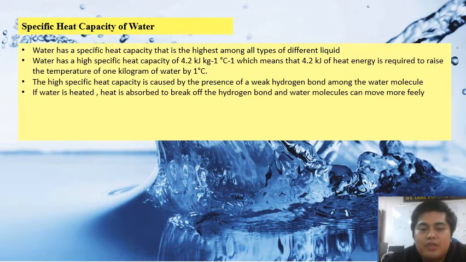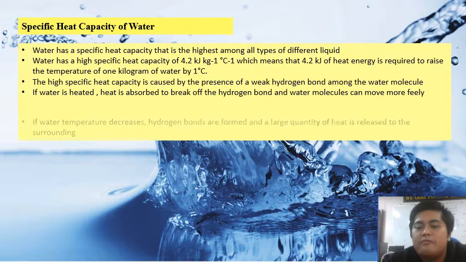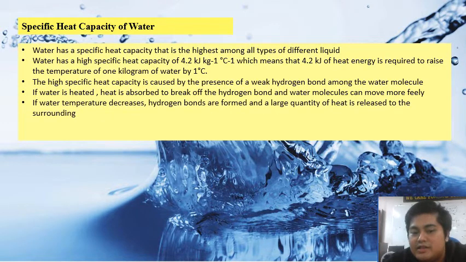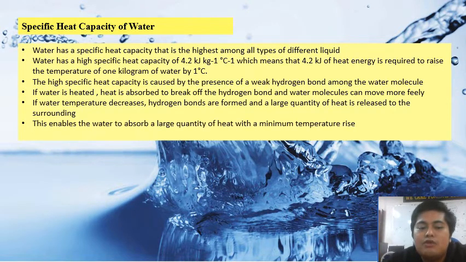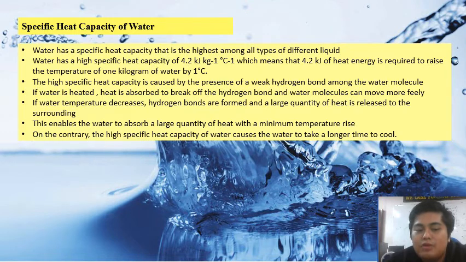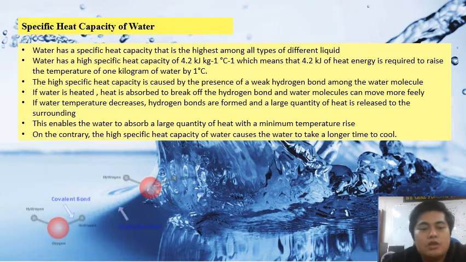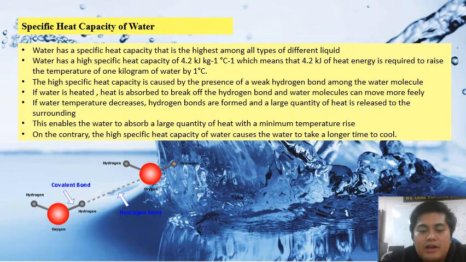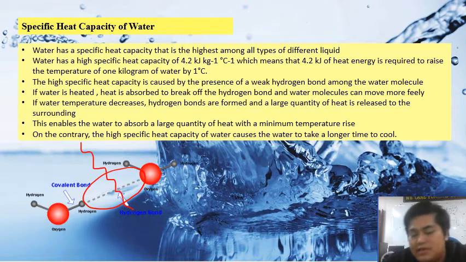If water is heated, the heat absorbed by the water will break down the hydrogen bond and the water molecule will become freely to move. If the temperature decreases, the hydrogen bond are formed and a large quantity of heat is released to the surrounding. This enables the water to absorb a large quantity of heat with a minimum temperature rise. On the contrary, the high specific heat capacity of water causes the water to take a longer time to cool down. Sebabkan adanya bond antara molekul-molekul air ni lah menyebabkan molekul-molekul air itu susah untuk dipisahkan.